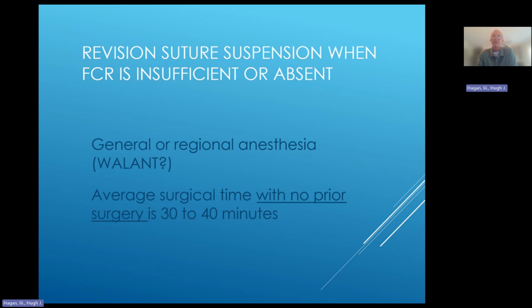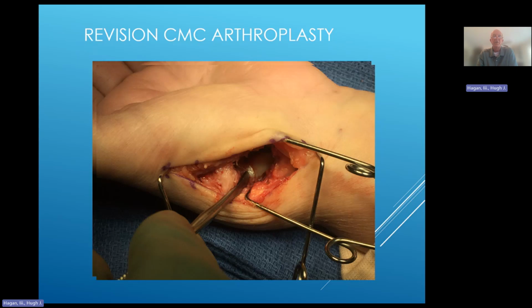If this is a thumb that's never been operated on, it's a half an hour operation. If you've had prior surgery, it's a little bit longer, but tends not to be too difficult. Here we are with everything exposed and the trapezium is gone. The freer is pointing to the articulation between the index metacarpal base and the trapezoid.